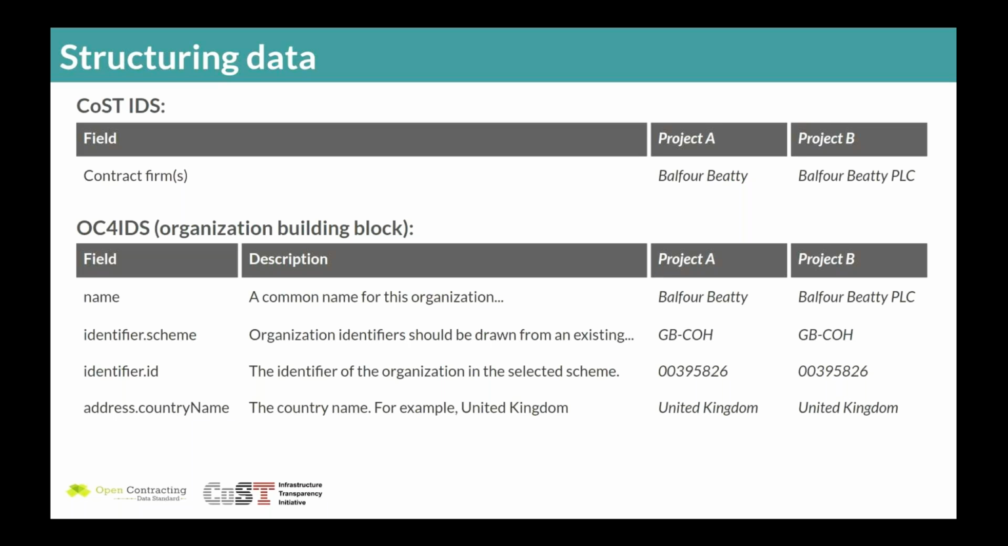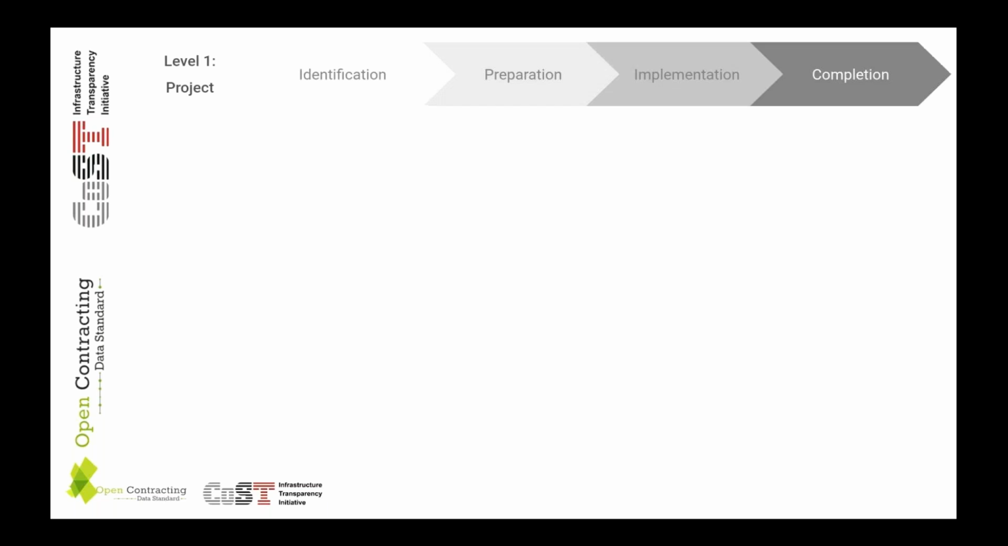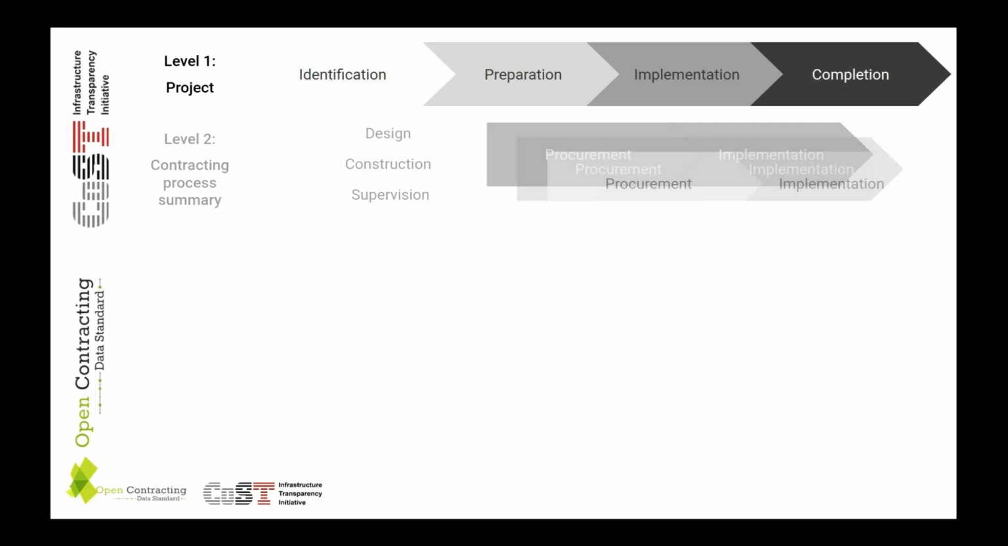Okay, so let's zoom back out from this specific example to the whole schema and take a look at what it looks like in practice. So how does it work in practice? Essentially, it describes data at 3 levels. Level 1 of the OC4IDS schema is the project level. There are 4 phases that we've identified in modelling projects: identification, preparation, implementation, and completion. And there's a list of important things to disclose at each point.